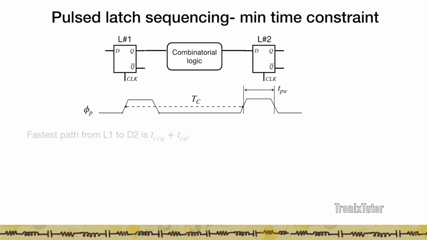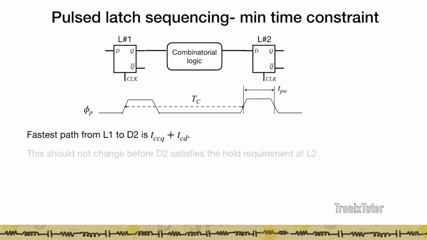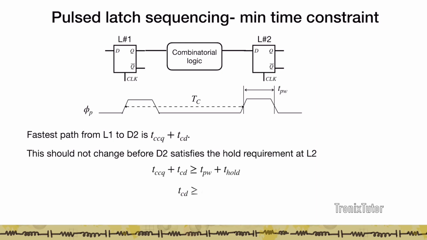Now let's look at the min time constraint. The fastest path from L1 to D2 is going to be TCCQ plus TCD. This should not change before D2 can satisfy the hold requirement, which means TCCQ plus TCD should be greater than the pulse window plus the hold time, right? Or in other words, the contamination delay of the logic should be PW plus T hold minus TCCQ.